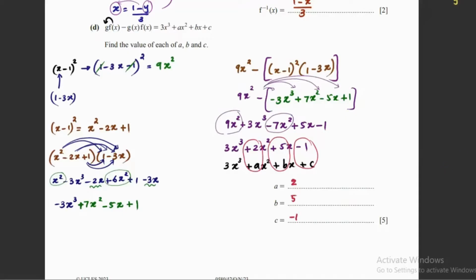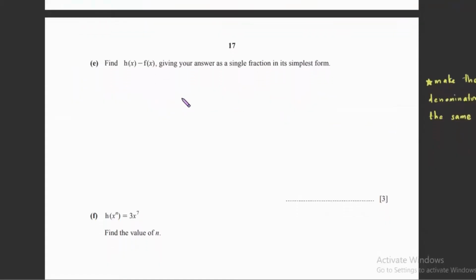Let's move on to the next question, which is question E. Now we need to find h of x minus f of x. In the question, the h of x function is given as 3 over x, and I need to deduct the f of x function, which was 1 minus 3x. When we do a subtraction for an expression like this, always make sure to put the brackets. Now to simplify this, there's no denominator under 1 minus 3x, which means the denominator is 1.